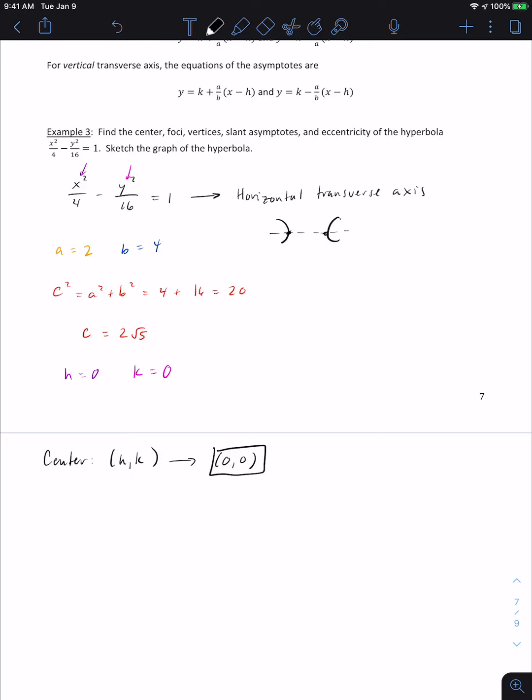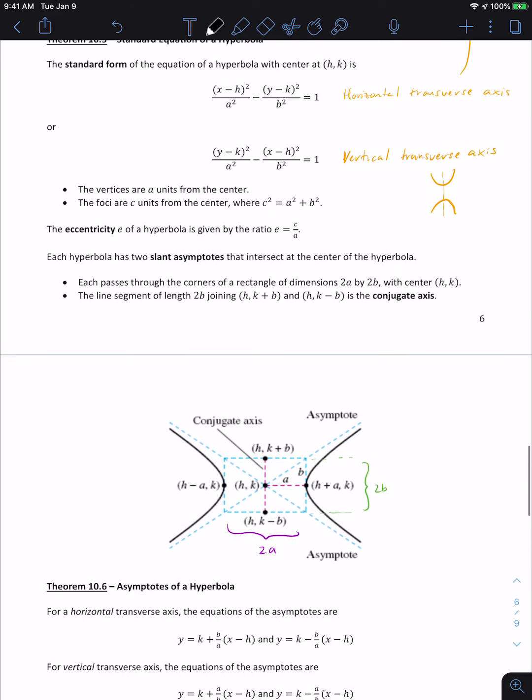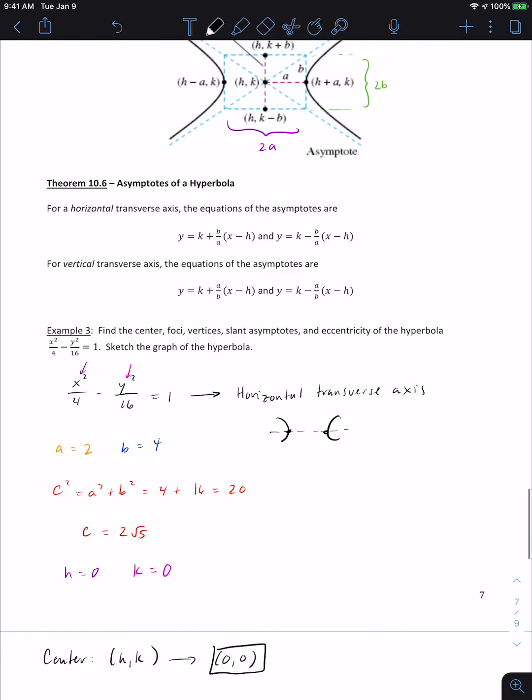Okay, so now I find the foci. How do I find the foci? Well, let's look at our formula here. The foci are c units from the center, right? And so since our picture looks like this and our center is right here, this distance to our foci is going to be c.